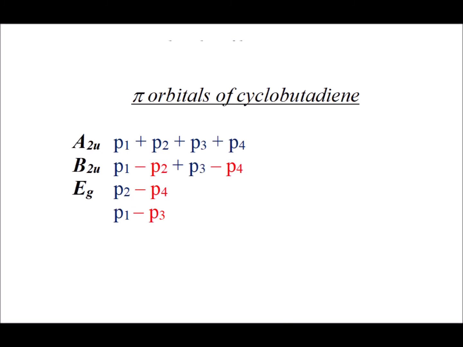So now using those evaluated basis functions as the coefficients, we see that for the A2U representation, we have P1 plus P2 plus P3 plus P4. For B2U, we have P1 minus P2 plus P3 minus P4. For the doubly degenerate EG representation, the first partner is P2 minus P4, and the second one is P1 minus P3. Note that we were able to derive each of the two representation orbitals separately. We didn't have to go from one to the next.